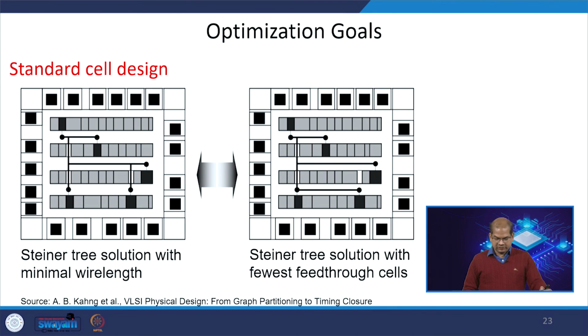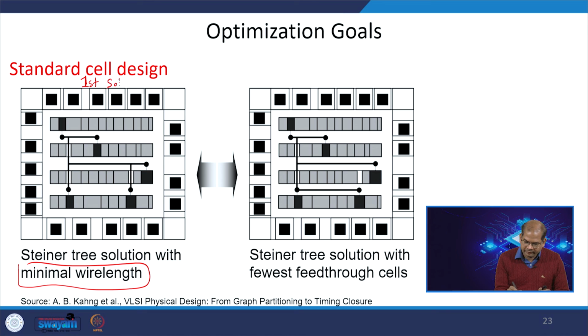Then the second approach is the standard tree solution with minimal wire length. Here our objective is to reduce the interconnect length. In this approach, we have 3 feed through cells. This is the first routing solution, and this is the second routing solution.